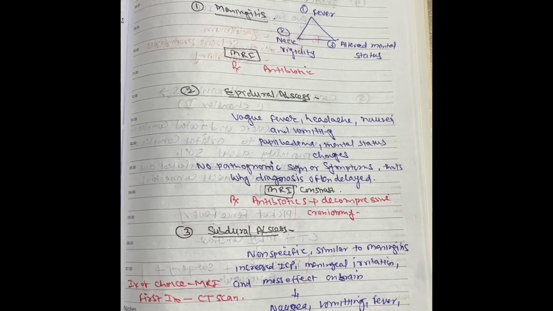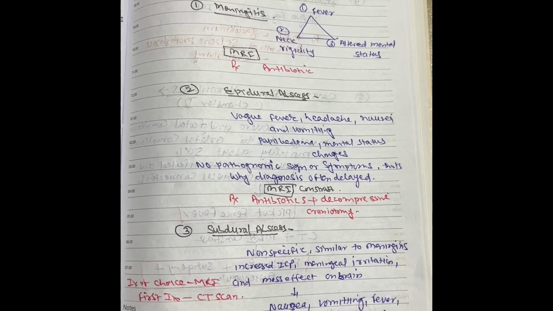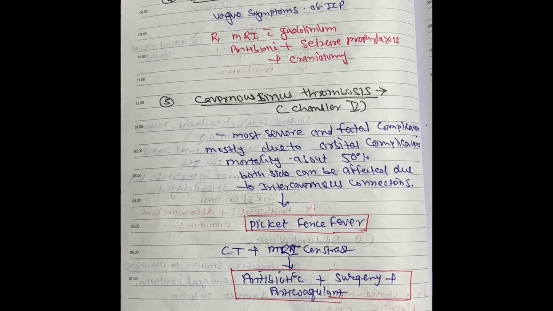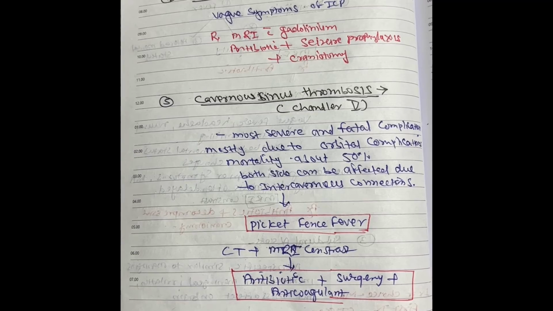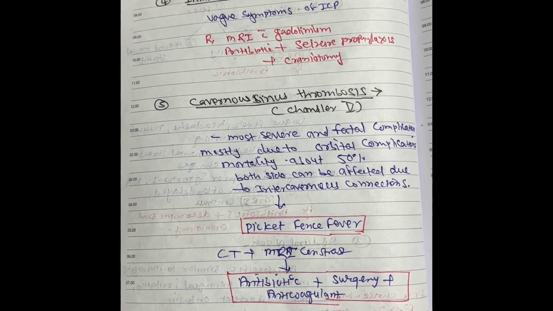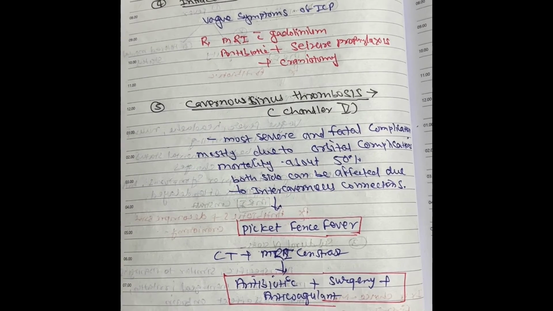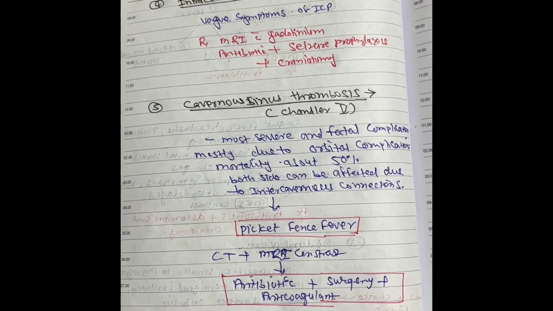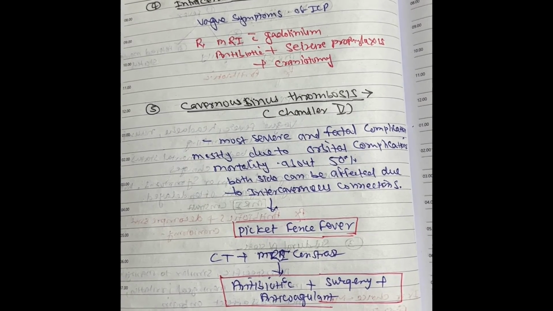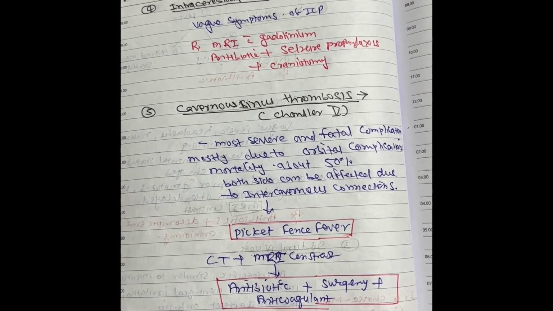Subdural abscess is non-specific like meningitis, mainly with symptoms of raised ICP and meningeal irritation. There is surgery plus antibiotic if it is more than 1.5 centimeter. If it is less than 1.5, only antibiotic. Intracerebral brain abscess: MRI with gadolinium enhancement is the investigation of choice. You give seizure prophylaxis also, with surgery and antibiotics.